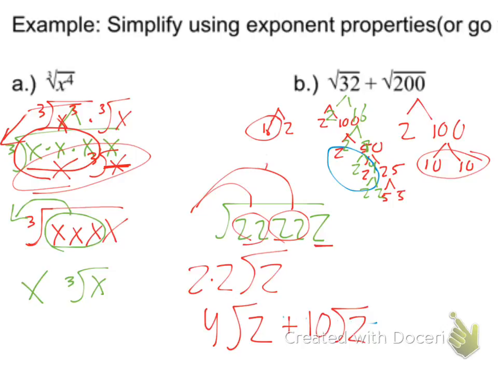And now you have 4 of something plus 10 of something. You now have 14 of something, and those somethings were square root of 2's.